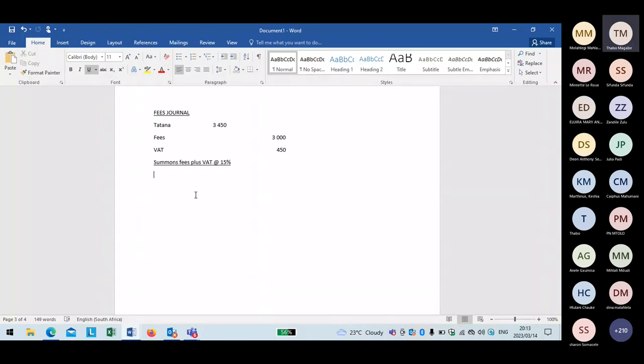You will do the opposite of what you did when you were writing fees. And what is that opposite? What was credited will now be debited, and what was debited will now be credited. So this is how you will record it.